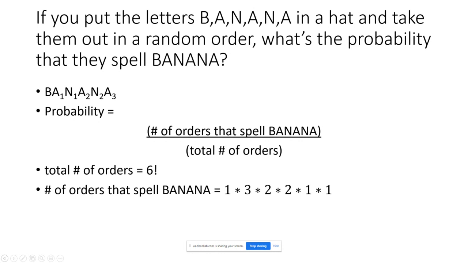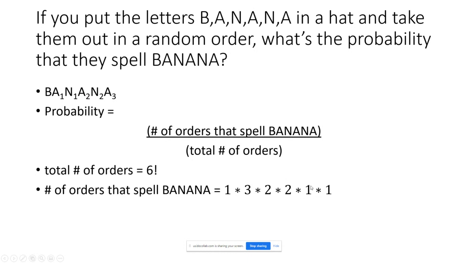So for the first letter, we need that to be a B, so there's only one choice. For the second letter, we need that to be an A, but there are 3 A's. It could be A sub 1, it could be A sub 2, or it could be A sub 3. For the third letter, that needs to be an N, and there are 2 possible N's, N sub 1 and N sub 2. For the fourth letter, that needs to be an A again, and there were 3 A's, but now there are 2 A's left because we already used up 1.